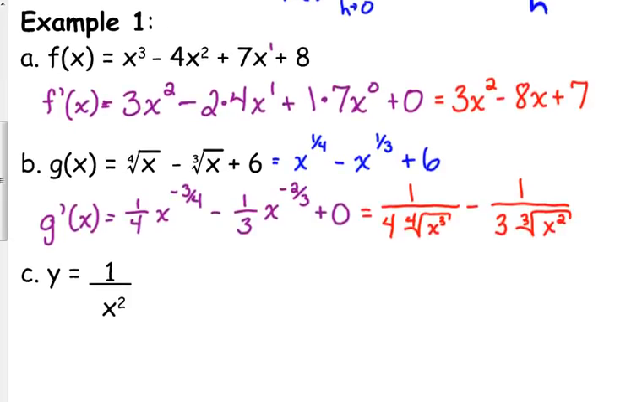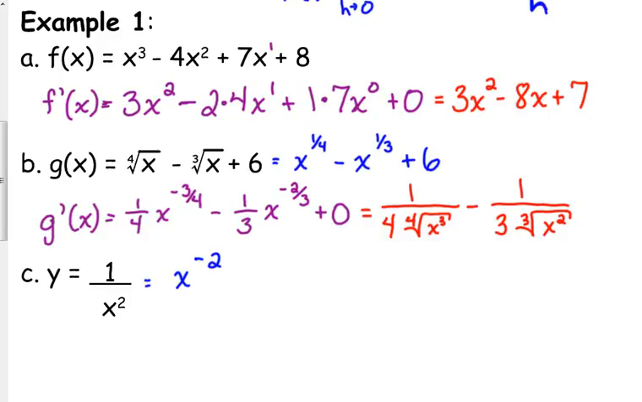Okay, let's look at this one. y is equal to 1 over x squared. In order to use your power rule, that x squared must be in the numerator. So we need to write that as x to the negative 2 power. 1 over x squared is equal to x to the negative 2 power.